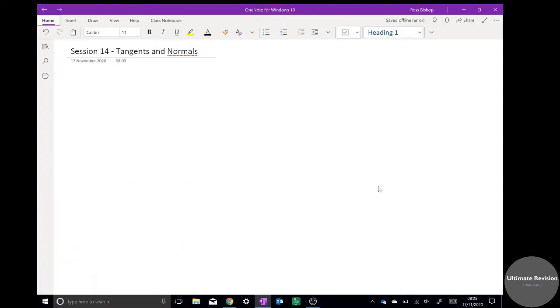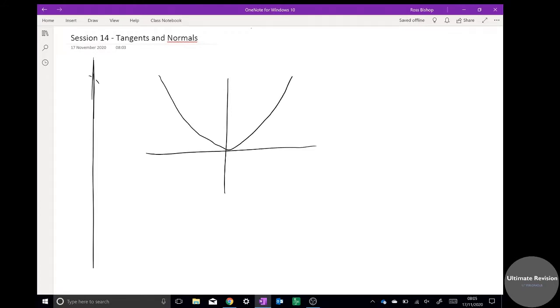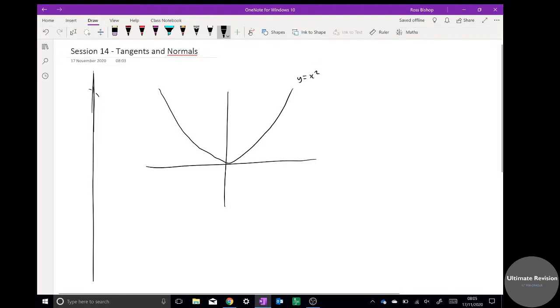So the first thing you need to know is what is a tangent and what is a normal. So if I was to draw a curve, something like y equals x squared, any curve we want, the tangent would be the line that just touches the curve and carries on. Okay, so it just touches the curve. An example, if that was say at 2, we would say that is the tangent at x equals 2.